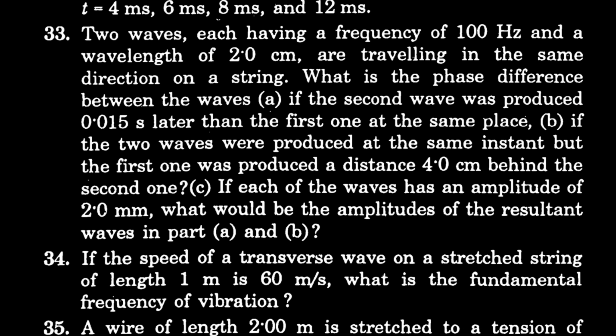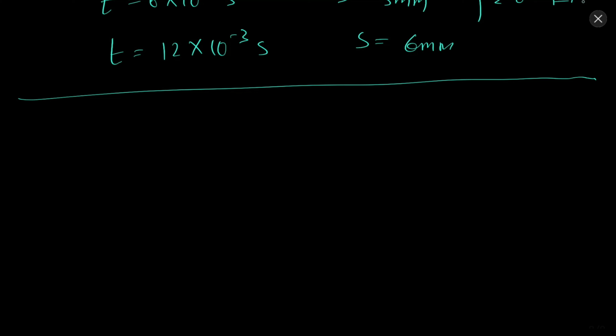In question 33, we have two waves. We need to find the phase difference between the waves if the second wave was produced 0.015 seconds later than the first one, and also if the two waves are produced at the same instant but the first one was produced a distance 4 cm behind the second one. If each of the waves has an amplitude of 2 mm, what would be the amplitude of the resultant wave?